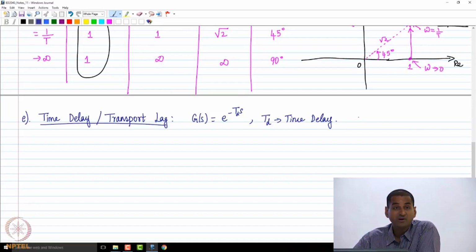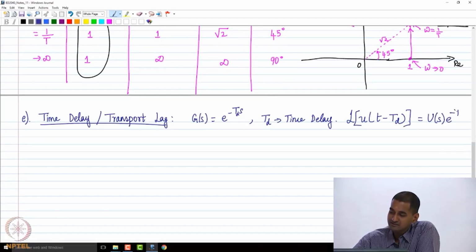Because if you recall, if we had a time delay, my input excitation becomes something like this: u(t minus T_D). Then if you take the Laplace of this, what is going to happen? You are going to get U(s) times e to the power minus T_D s. Yes, that's why the transfer function of the time delay is taken as e to the power minus T_D s.